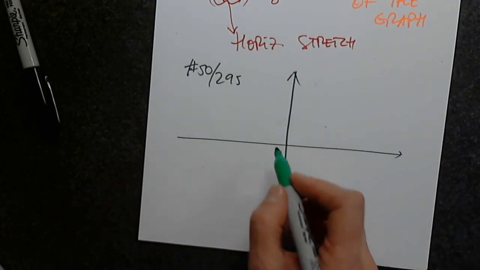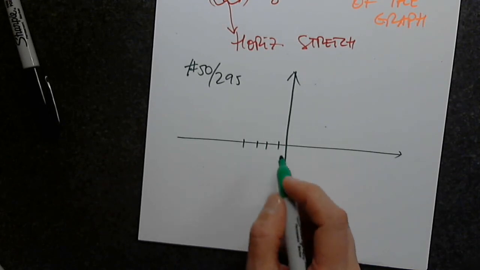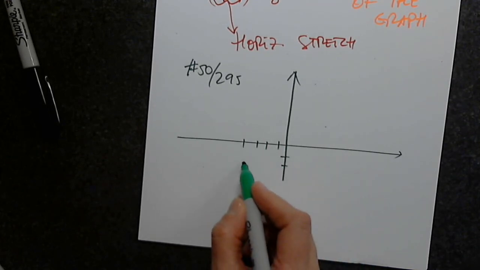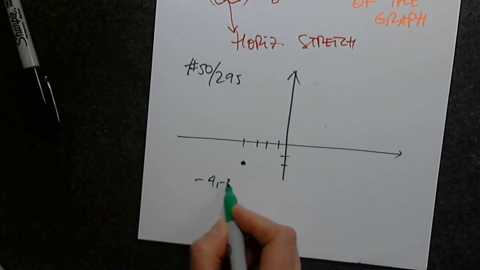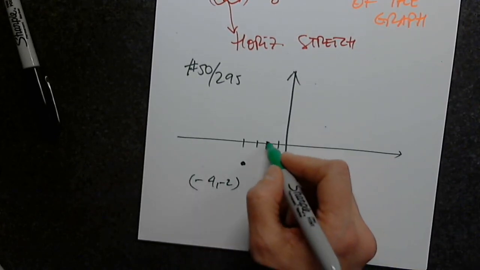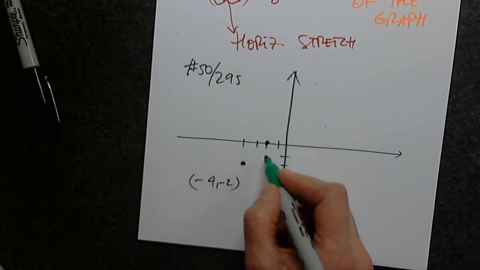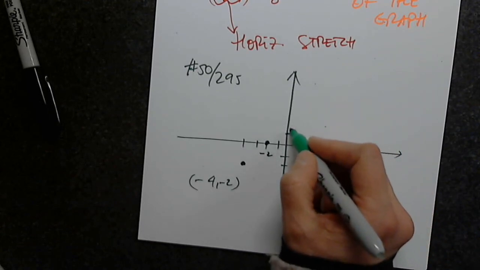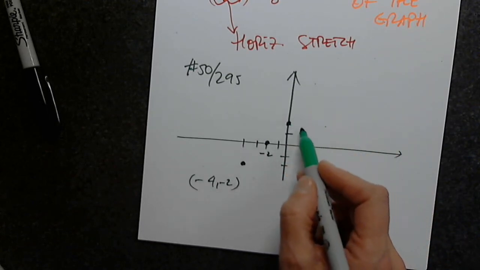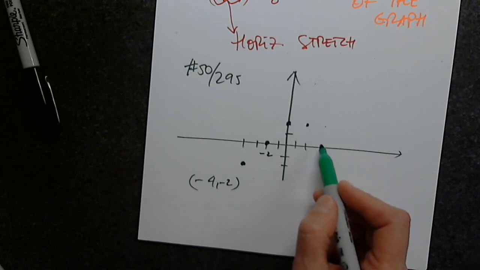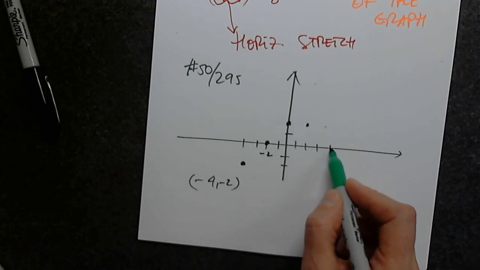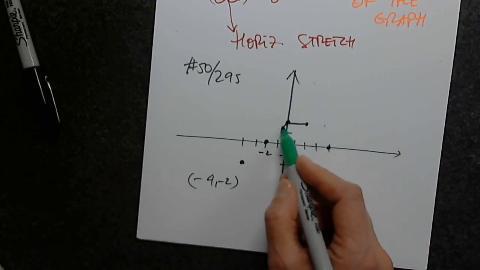So we have -4 and -2. We have this point, which is -2. We have this point, which is 2, 0. We have this point, which is 2, 2. And we have this point, which is 4, 0. Here's the graph.